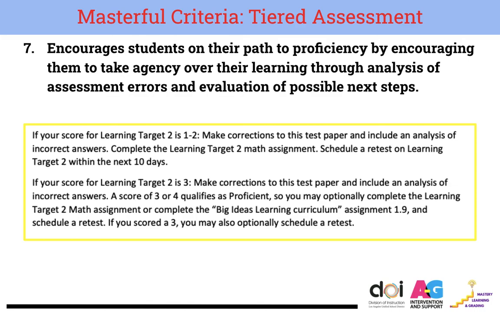Here, the teacher is outlining that if the score for this learning target is a 1 or a 2, the student is invited to make corrections directly on this test paper, and they can include an analysis of incorrect answers. They can schedule a retest within the next 10 days. If the student instead scores a 3, they can make corrections directly on this test paper and include an analysis of incorrect answers to reach the 4.